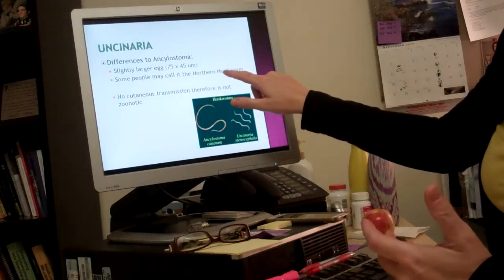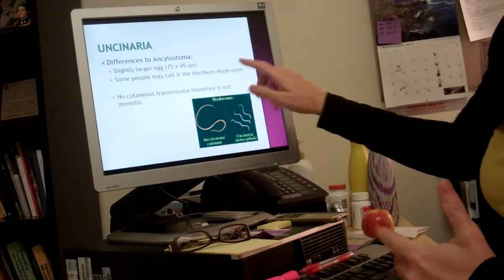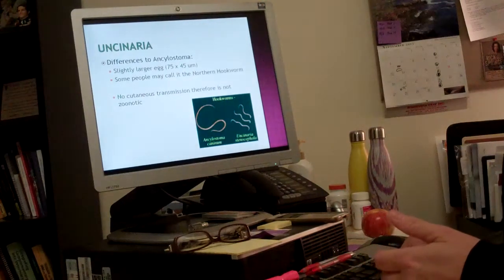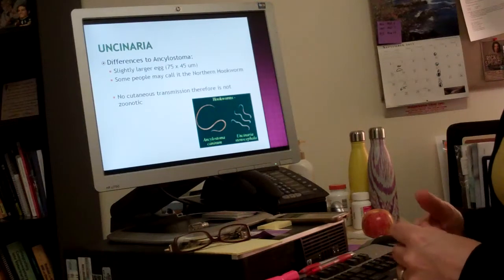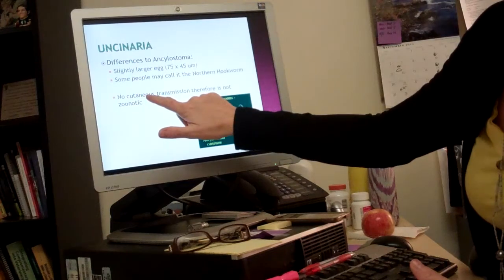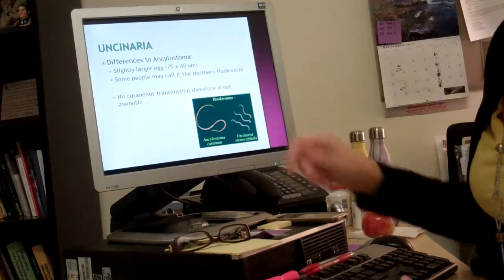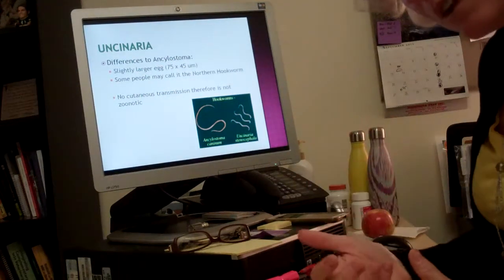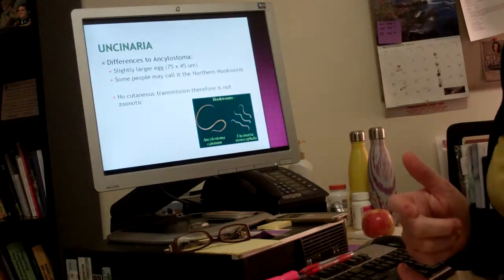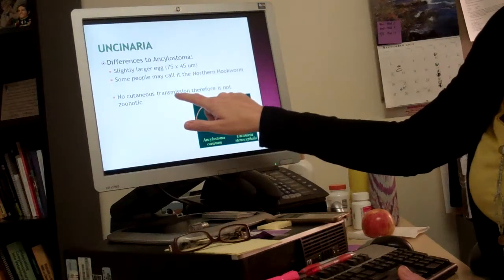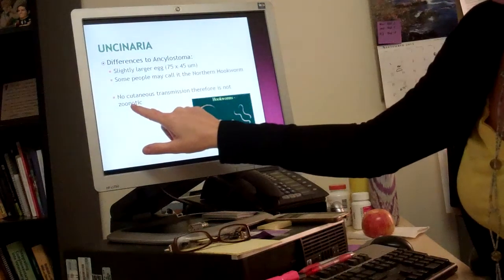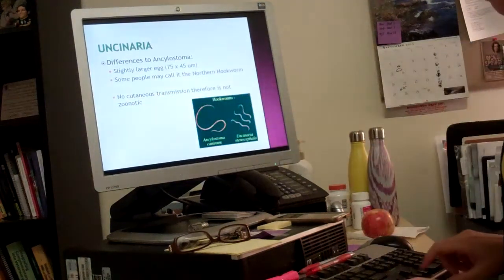This one is known as the northern hookworm. Uncinaria is known as the northern hookworm, but big deal. You can just call it hookworm. It was found more so in the northern states, but of course, due to mass transit of animals, it's all over the United States now. Uncinaria does not have cutaneous transmission. Uncinaria can only be transmitted by direct ingestion of the infective stage, and also transmammary. Because there is no cutaneous transmission, it does not make this parasite zoonotic.